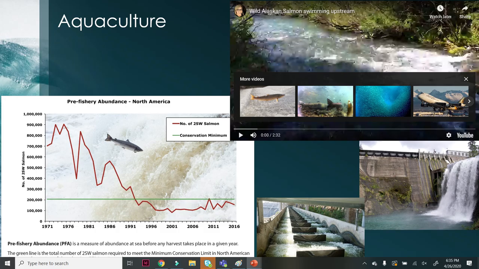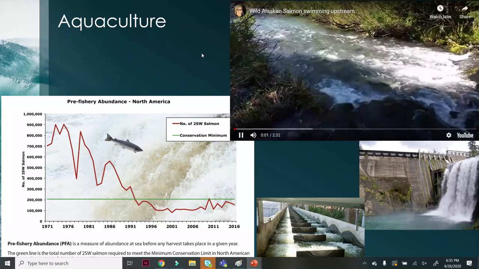So why are these numbers going down? One of the big reasons that we have problems with wild salmon populations is that we have destroyed their way of getting to their spawning grounds. Salmon are what we call an anadromous fish. They are born in fresh water. They swim down rivers and streams, the freshwater rivers and streams, to the ocean. They grow to maturity in the ocean, and then when they're mature, they swim back upstream and they reproduce. So let's see what this looks like. They need to be able to swim upstream.